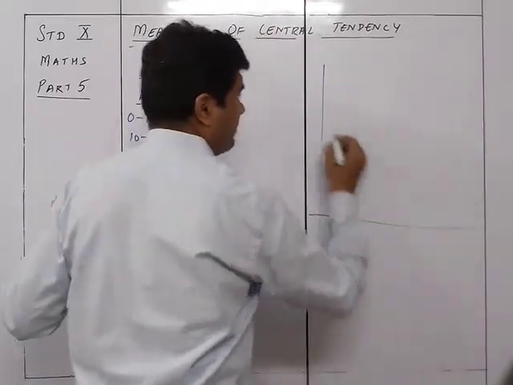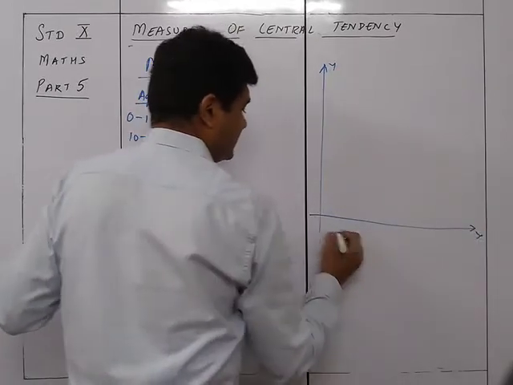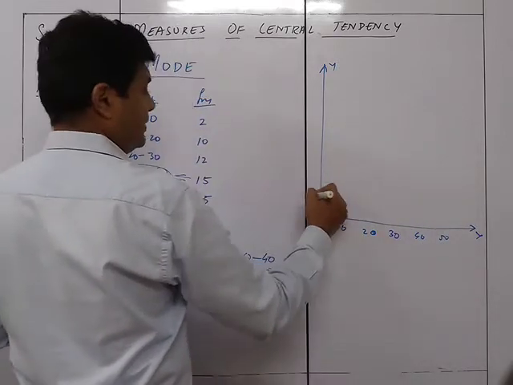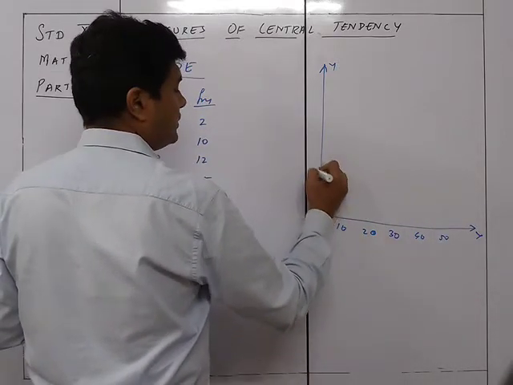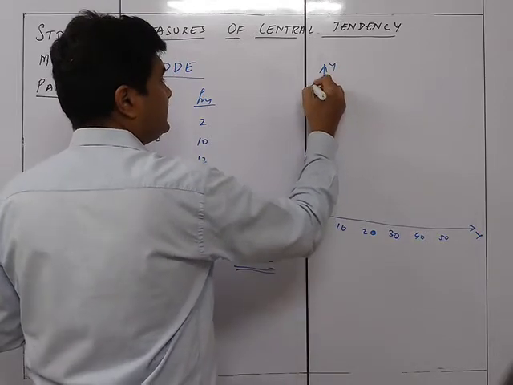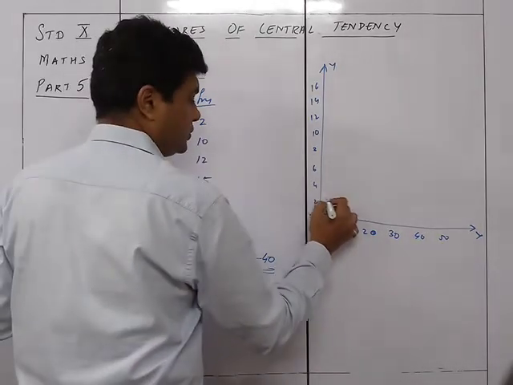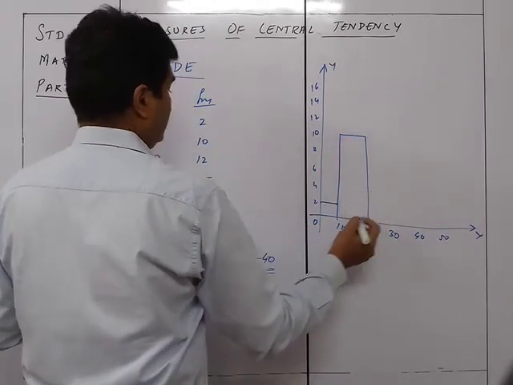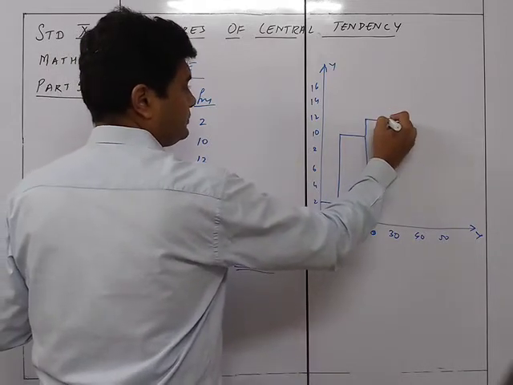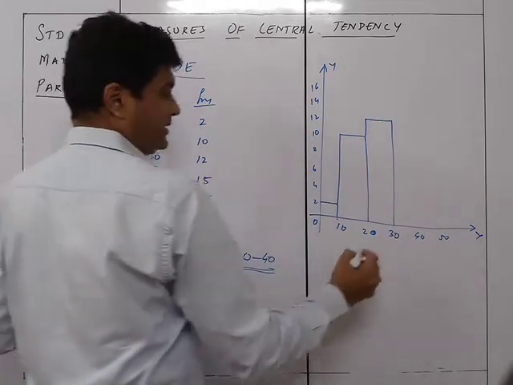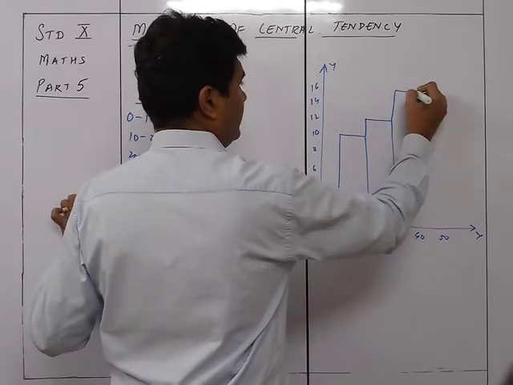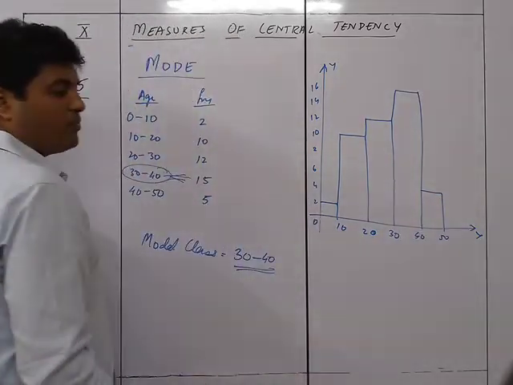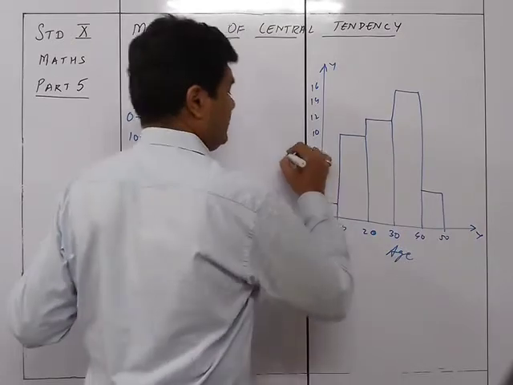So this is the way you are going to get it. This is the y-axis, this is the x-axis. This is 0, 10, 20, 30, 40, 50. And on the y-axis, let me take 2, 4, 6, 8, 10, 12, 14, 16. Accordingly, the first is 2, so 0 to 10 goes up to 2 here. Then it is 10, so it goes like this. Then it is 12, and then it is 15, which goes up here, and then it is 5. So this is the histogram we have drawn, with age and frequency.